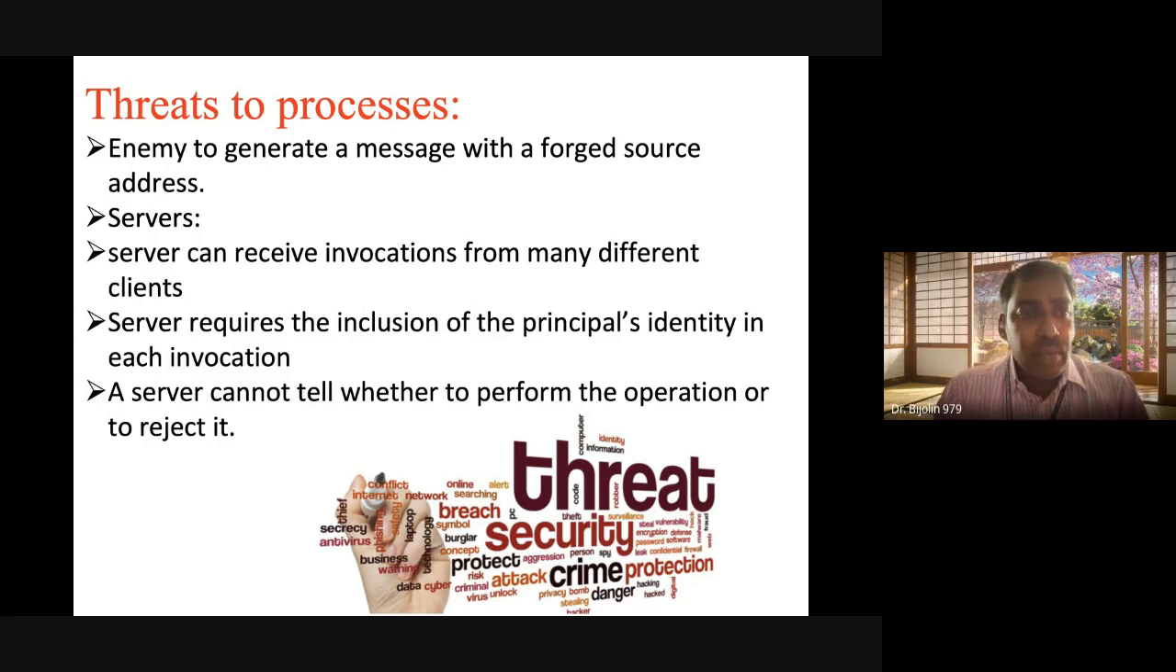When it comes to the server, the server can receive invocations from a number of clients, whether it is threat information or positive information. The server requires the inclusion of the principal identity in each invocation message. A server cannot tell whether it can perform the operation, either a read or write operation, or whether to reject the messages it receives. So the server has to go through a number of procedures to make sure whether this information is a threat or not.